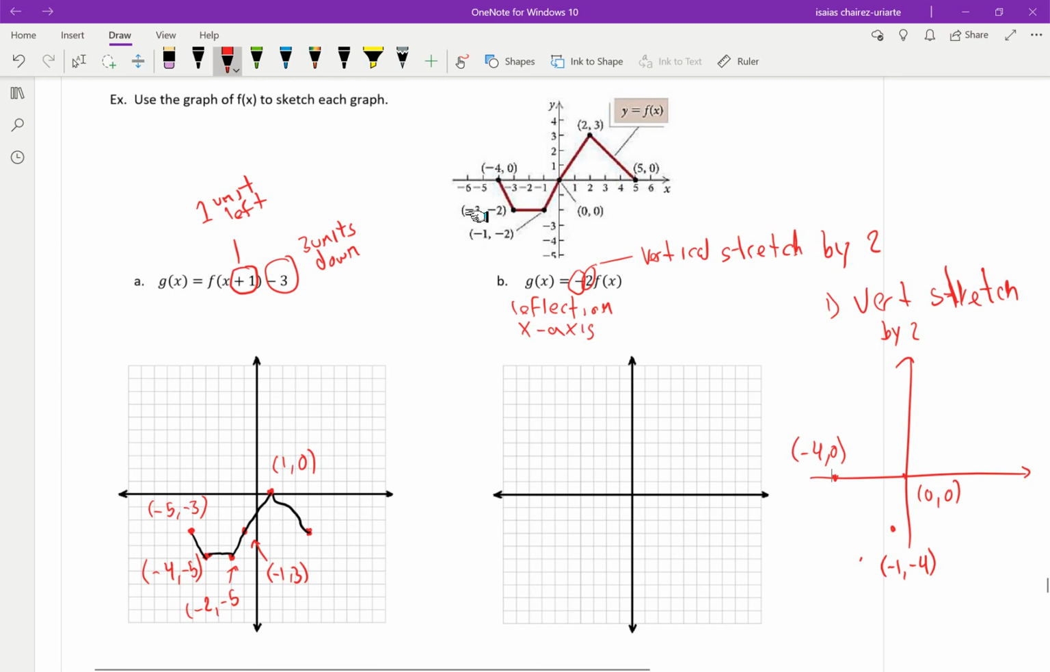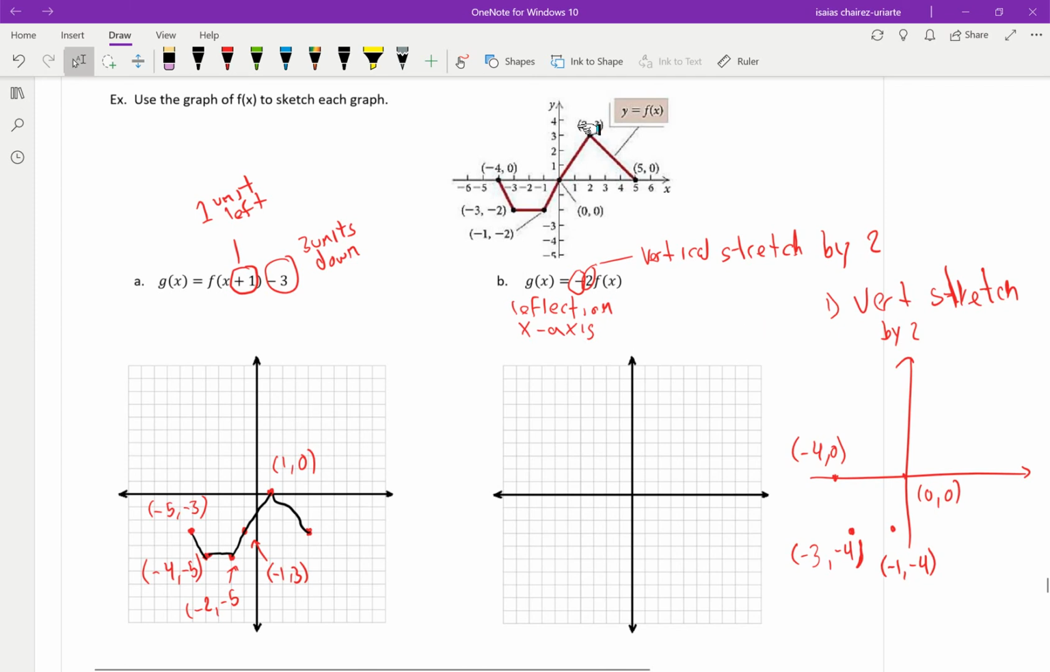And then this next point, negative 3, negative 2. Since we stretch vertically by 2, I multiply the y coordinate by 2. So now I'm going to have negative 3, negative 4. Okay, this point right here, the x is the same. It's the y that gets multiplied by 2. So negative 1, negative 4. This point right here, the x remains the same. The y gets multiplied by 2. That's why it stays 0, 0.